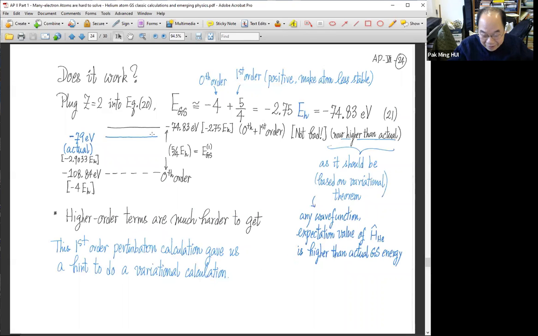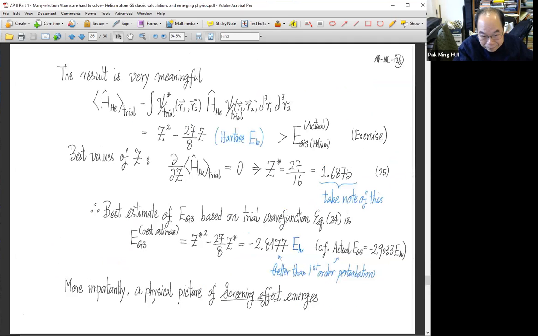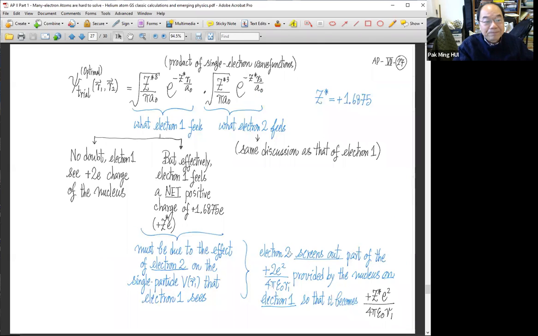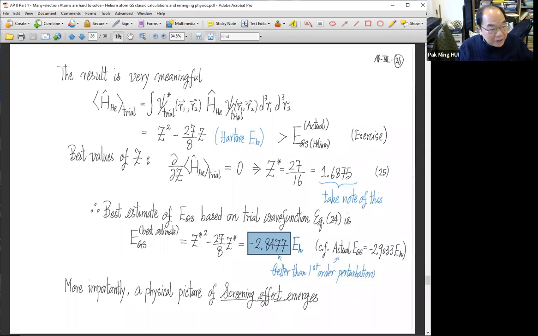Now, first order perturbation is here. Okay, minus 2.75 something. Variational calculation, we bring it down to minus 2.8 something here. The actual is minus 2.9, all right? So we are getting closer, you see? Okay, so at least we see better and better signs. Our toolbox can actually zoom into the right value after we do this, do that, okay?